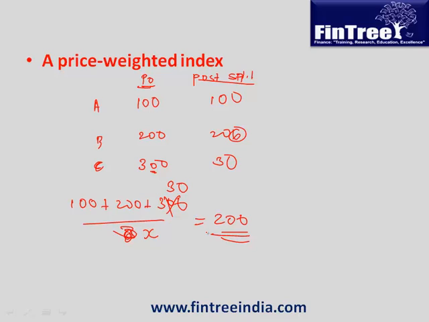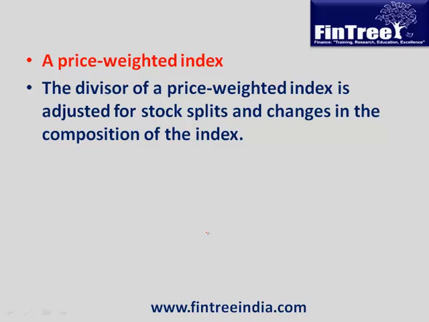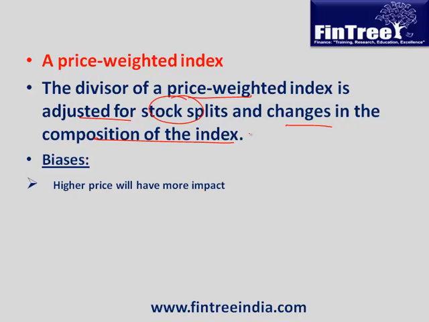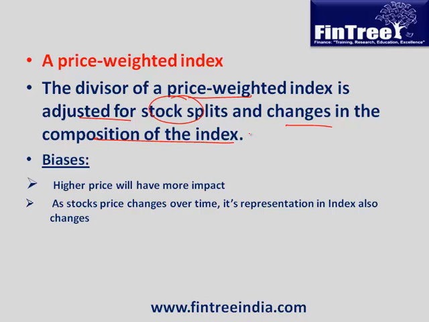Yes, we still have to adjust the denominator. Price split or bonus, same impact. So the divisor of a price weighted index is adjusted for stock splits and changes in the composition of the index. Biases: higher price stocks will have more impact on the index. As the stock price changes over time, representation in the index changes.